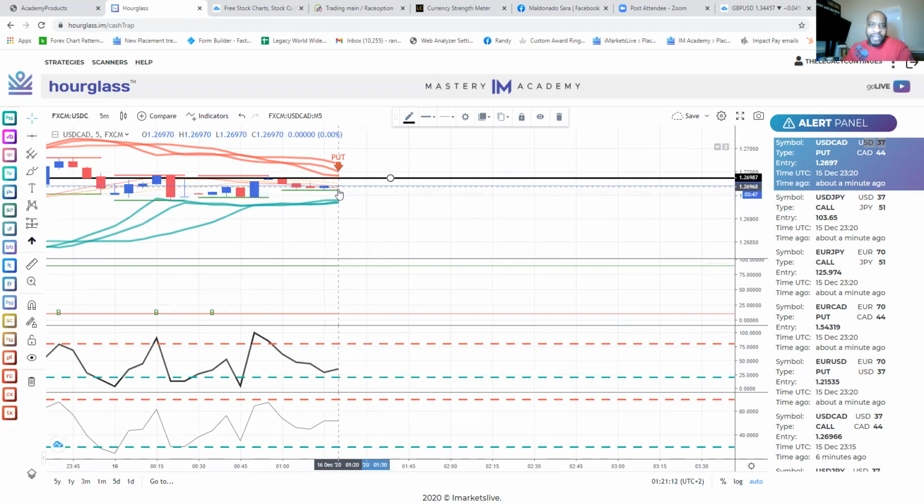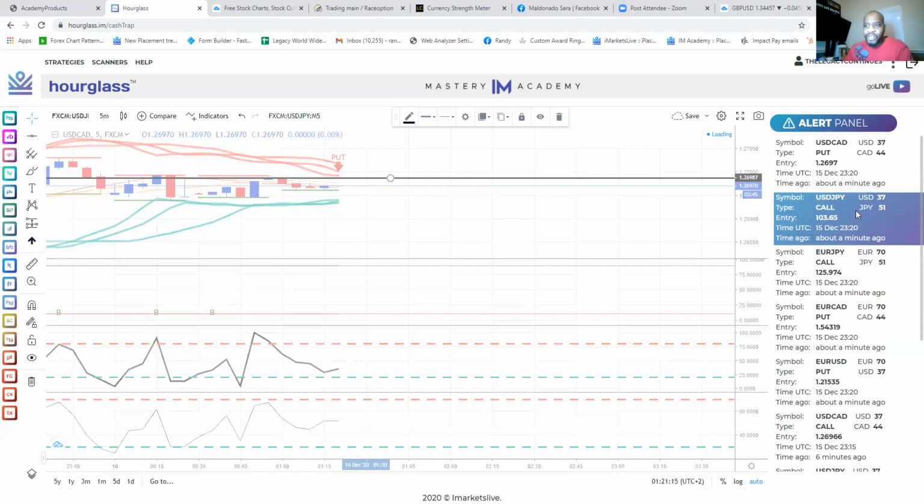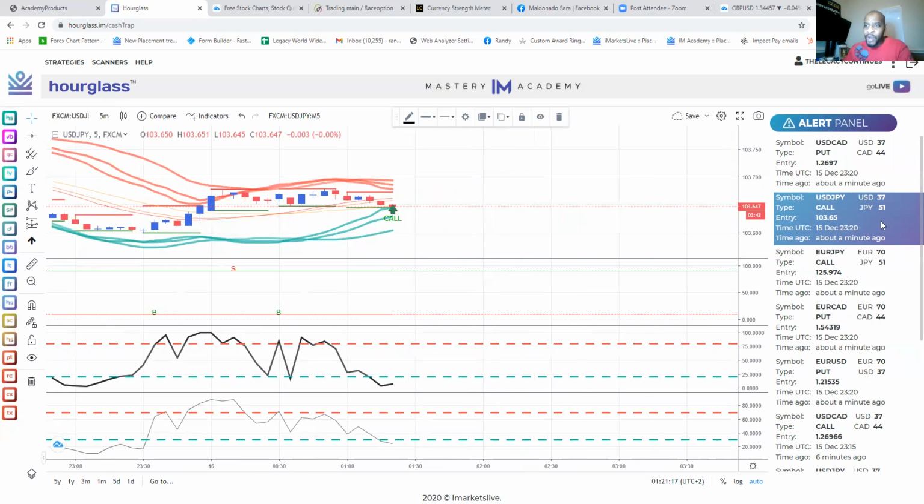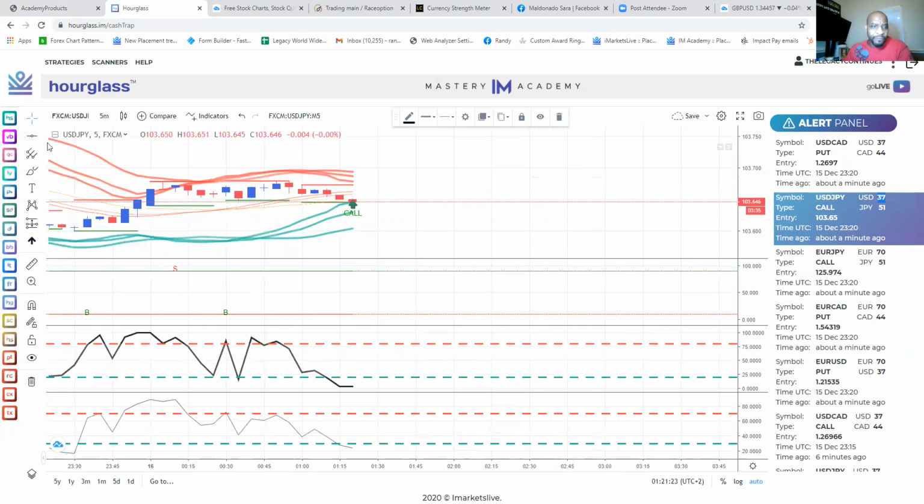If none of that checks, then we're going to go to our next one, USD JPY, okay? This is calling for a call. We already see our currency strength is not where we want it to be. It should be higher on the top. But let's take a look. Here's a support point. So that checks. We're at a support point first, okay?